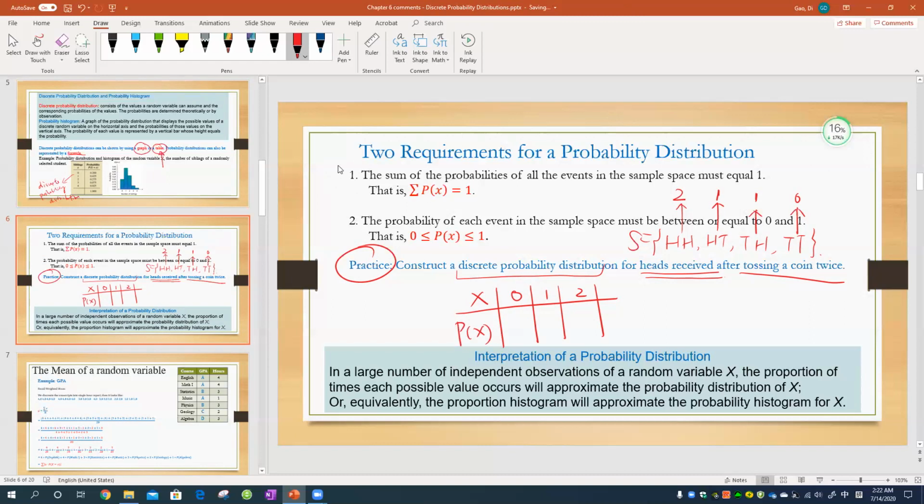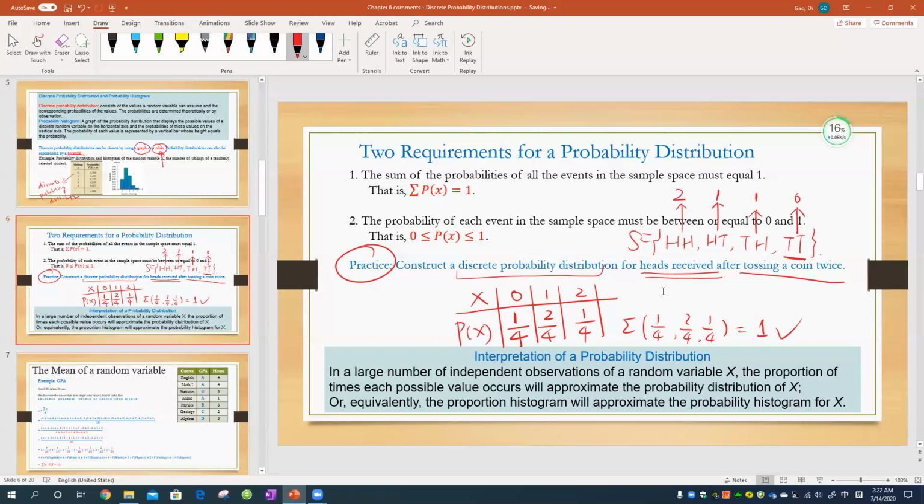corresponding values. For 0, you have just 1 outcome out of the 4 outcomes in the sample space. So that's 1 over 4. For 1, you have 2 ones. So 2 over 4. And then for 2, you have 1 over 4. Then let's check whether the sum of those equals 1. So the sum of 1 over 4, 2 over 4, 1 over 4 is 1. So no problem, verified. And it is a discrete probability distribution.